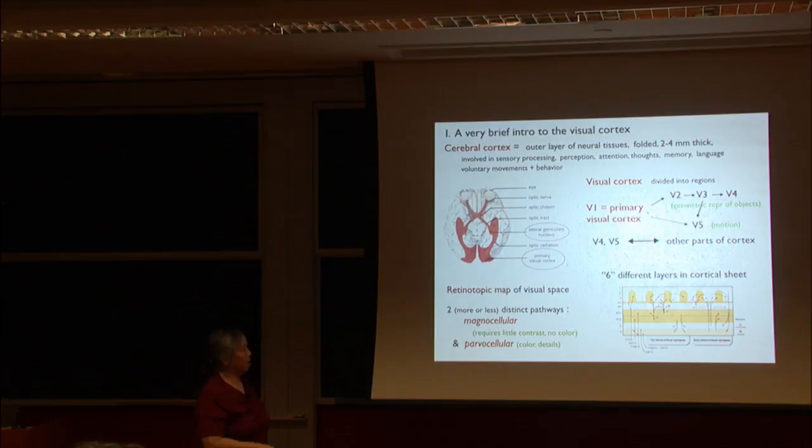Now, the context for everything that I'm going to say is here. I'm going to be talking about a part of the cerebral cortex called the visual cortex, specifically V1, the first place where information enters the visual cortex. I'm doing the magnocellular pathway, and I'm going to look at the input layer to V1, because that is the most straightforward one, the easiest one to try to model.